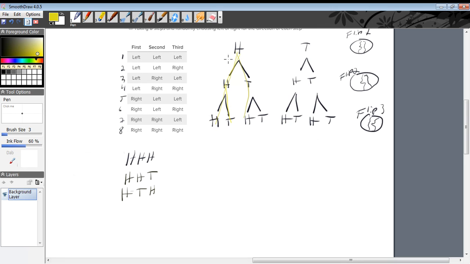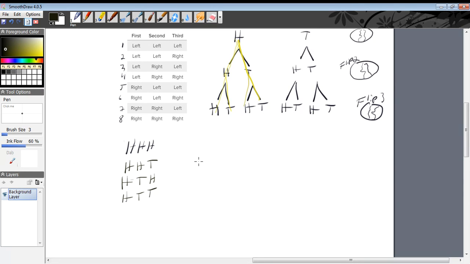And lastly, on the head side, heads, tails, tails. Heads, tails, tails. So if I get heads as the first flip, I've got 4 different options. It looks interestingly like this. All of the first 4 were the same if I get heads as the first one.